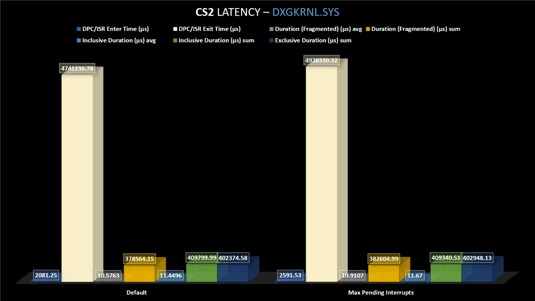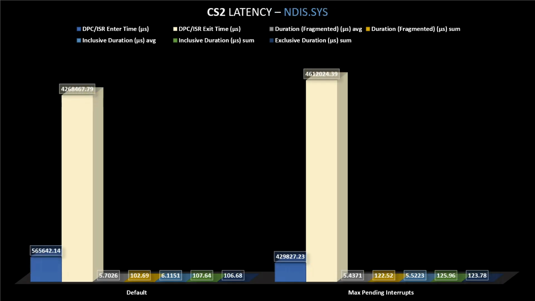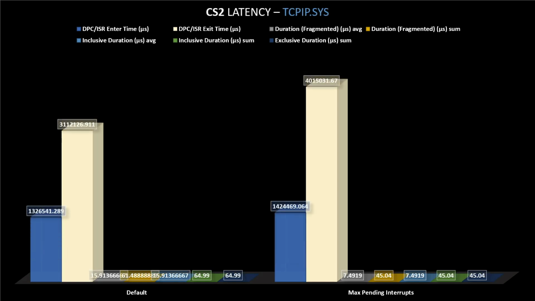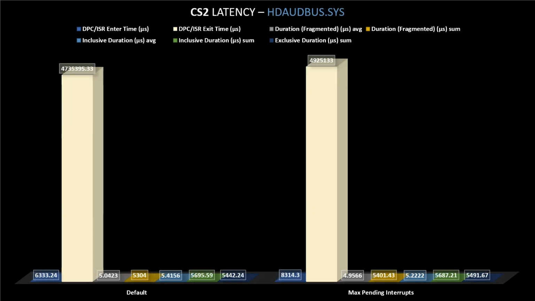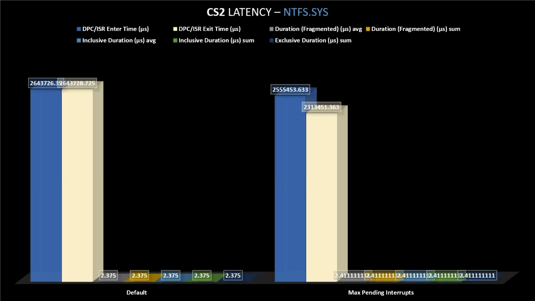Again, for direct kernel, things are better by default. Same for Entos kernel, same for the direct MMS too. Then the driver again can get some performance advantage with max pending interrupts. Same thing for NTIS, for TCP/IP driver. That's the audio driver. It is better for some metrics, for some other metrics it is not. Store port, the store accuracy, store NVMe, and the NTFS.